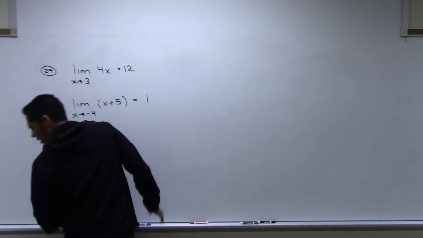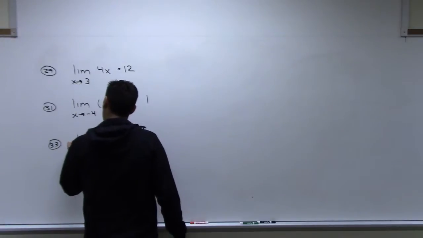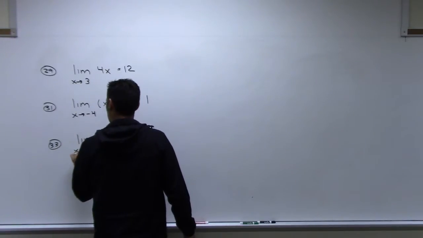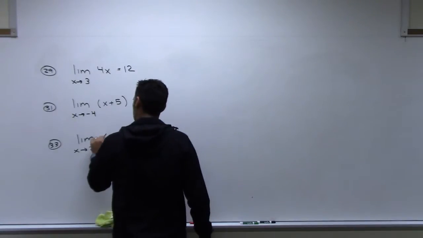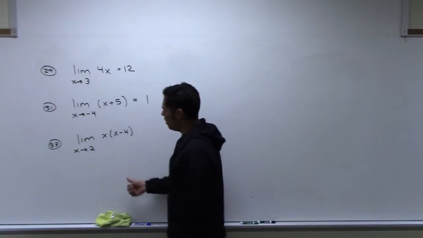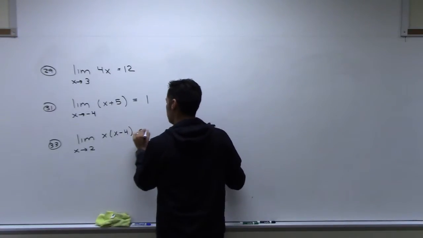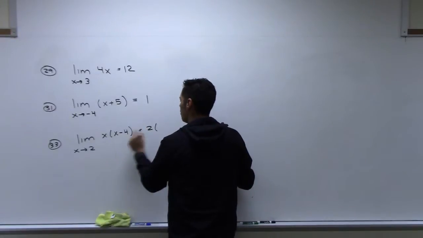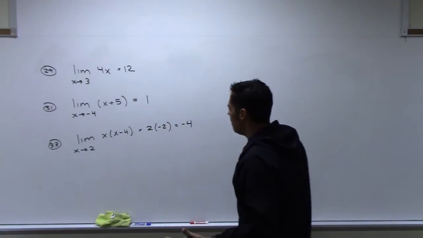33. Limit as x approaches 2 of x times x minus 4. All right, try direct substitution. We get 2 times 2 minus 4. So 2 minus 4 is negative 2, and 2 times negative 2 is negative 4. Again, we didn't run into anything bad.